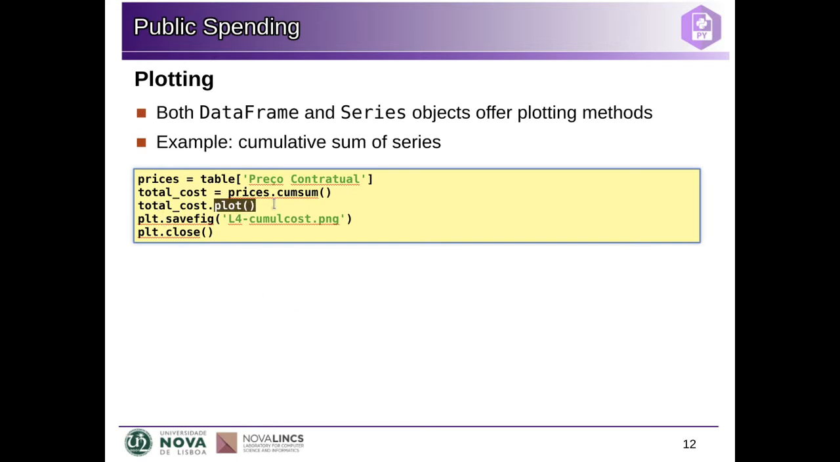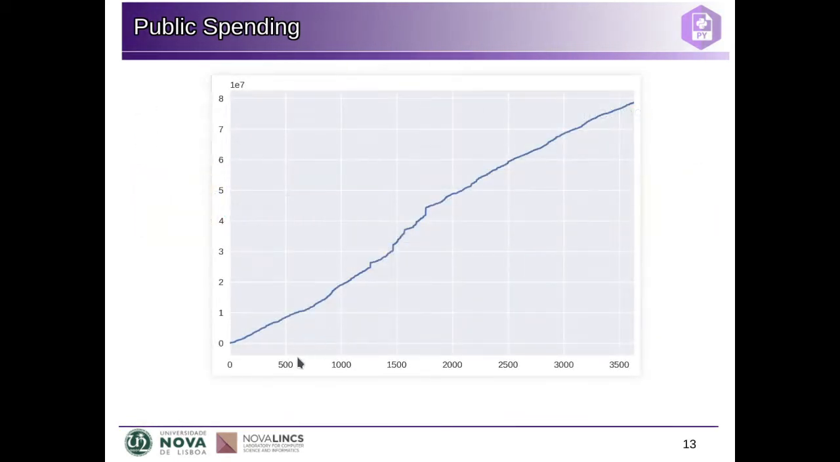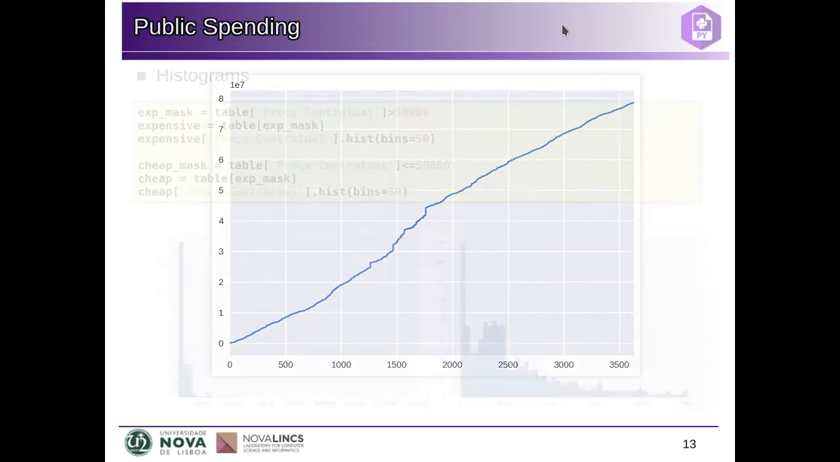And now we can do the plot of this series. So I'm saving the file here. You don't need to save if you just want to see it. But this would be the index. So the index is just the position along the row. And this is, as we go along the table, how the total cost is rising with time.